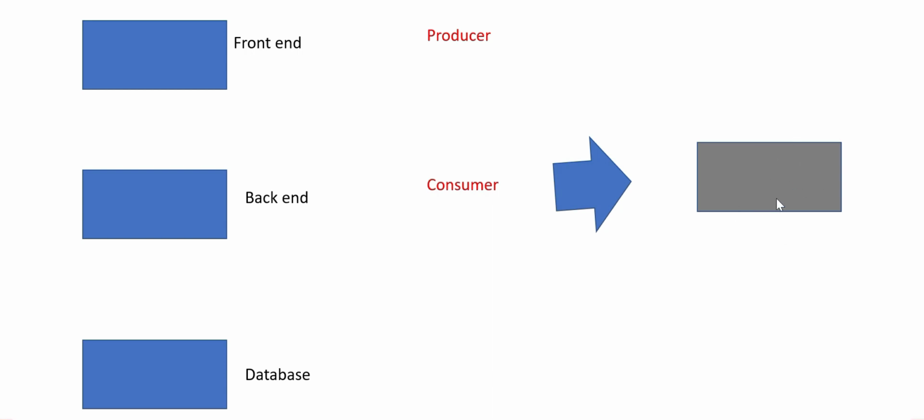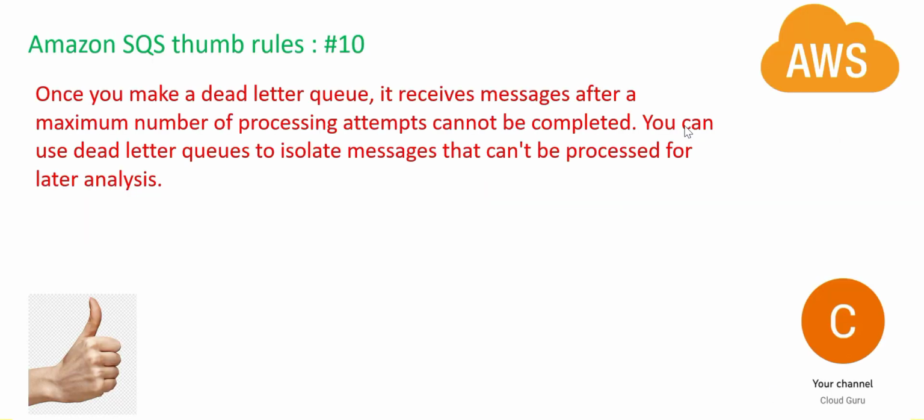And this question definitely comes in the exam. In some exam or other it will definitely come. So what it says is, in dead letter queues, you can isolate messages that can't be processed for later analysis. So you are storing them and then you can investigate them in real time.